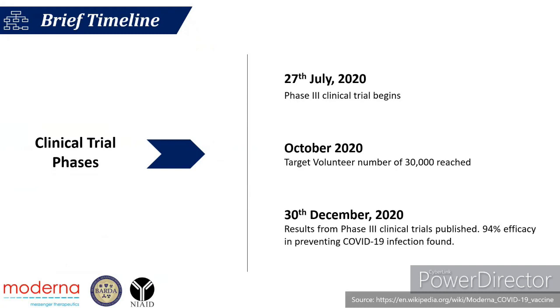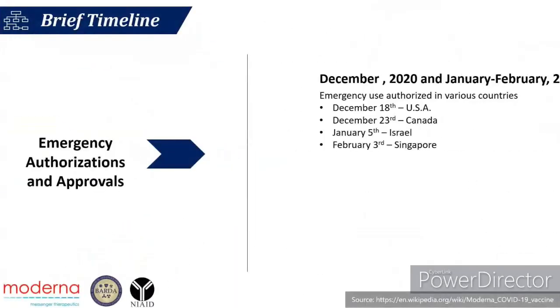In October 2020, the target volunteer number of 30,000 was reached. On December 30th, 2020, results from the phase 3 clinical trials were published. It indicated a 94% efficacy in preventing COVID-19 infections.